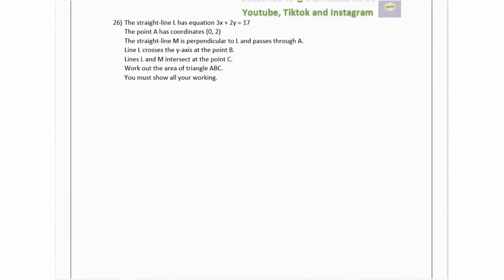Then since the straight line L has equation 3x plus 2y equals 17, the point A has coordinates (0, 2), and the straight line M is perpendicular to L and passes through A. Line L crosses the y-axis at the point B. Lines L and M intersect at the point C. We have to work out the area of triangle ABC. You must show all your working.